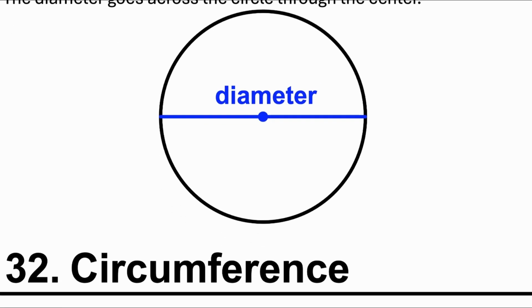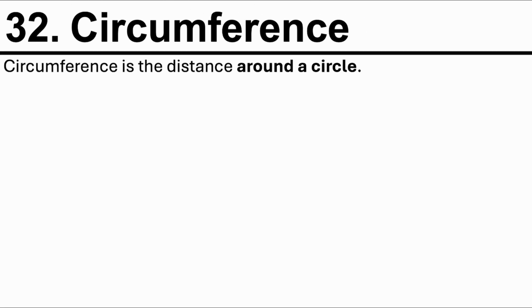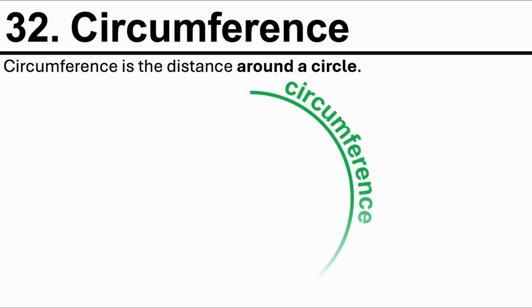The next circle term we have is the circumference. The circumference is the distance around the circle. So if I have my circle, the circumference is this distance around in green. And it's basically the perimeter of the circle. We just have a special name for it.